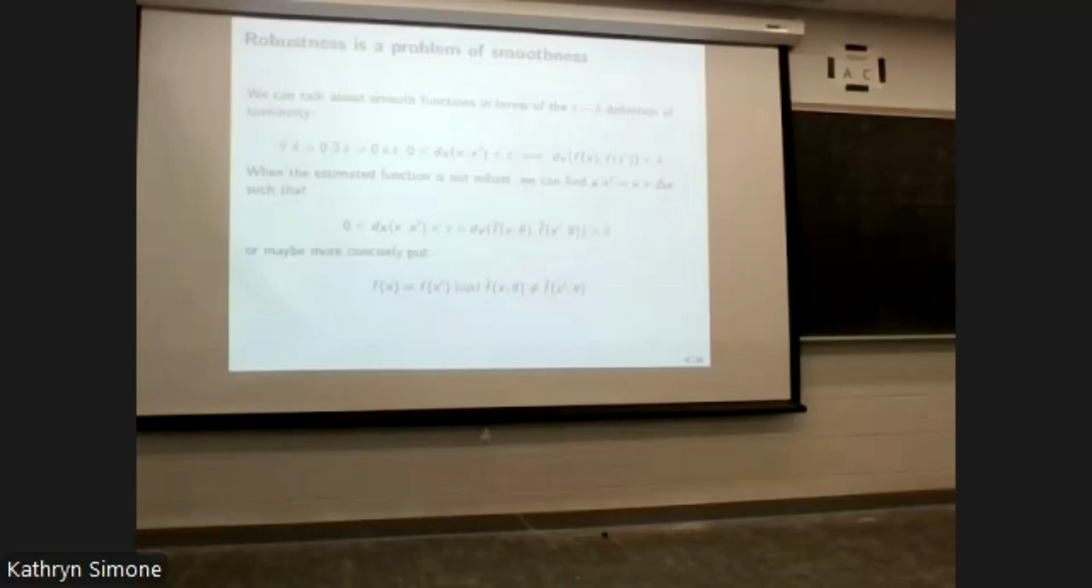So let's put this more concisely. The place that we can get in trouble is when we have two x's, x and the perturbed x, where the true function considers them to be the same, but our model does not. And it's in that gap between what the truth is and what the model thinks is the truth that we can find what are called adversarial examples. And we'll speak about those now.